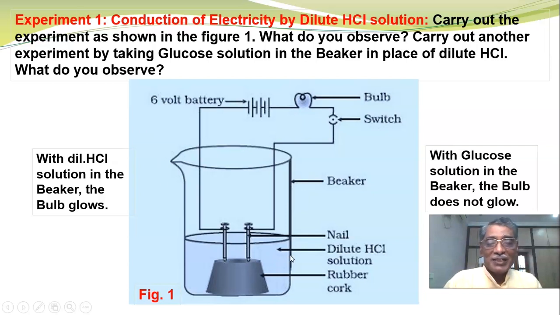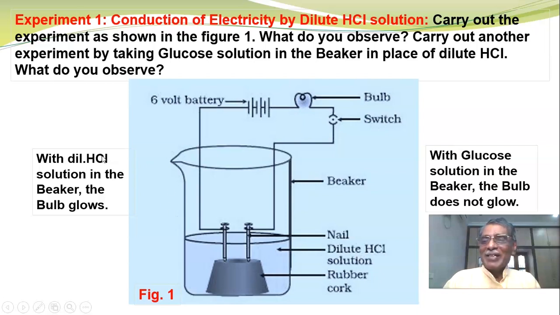You see here in this beaker, dilute hydrochloric acid solution is taken. 2 iron nails are fixed to a rubber cork. The 2 iron nails are connected to the 2 terminals of a 6-volt battery. There is a bulb and also a switch in the circuit. What do you observe? Now, carry out another experiment by taking glucose solution instead of dilute HCl solution. What do you observe?